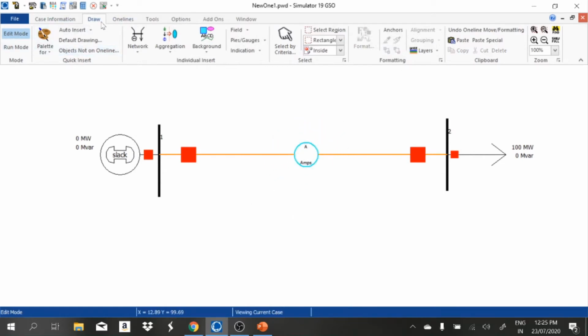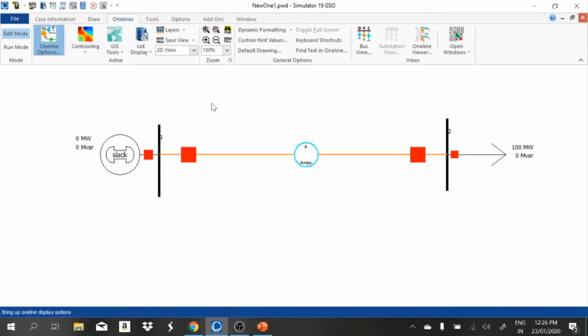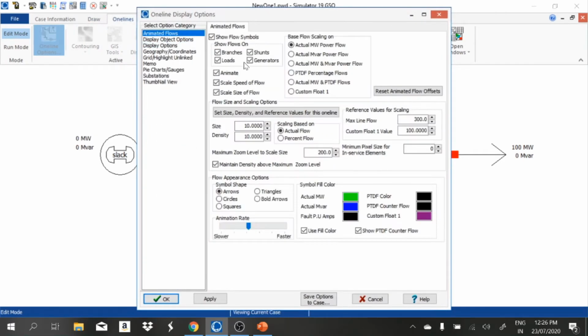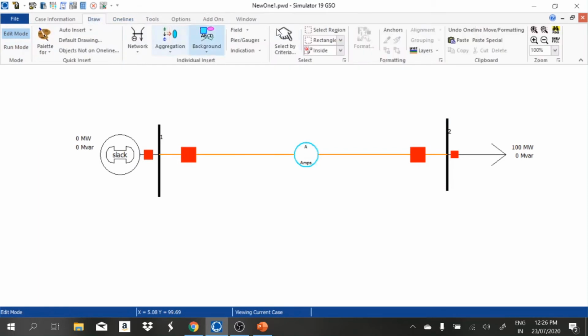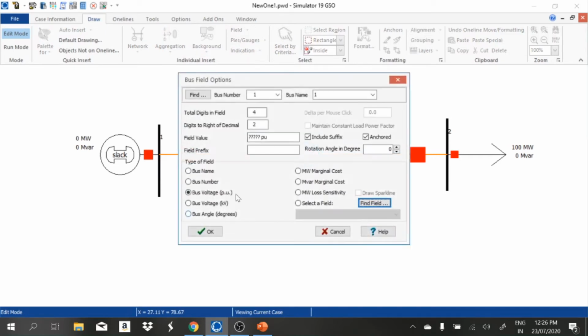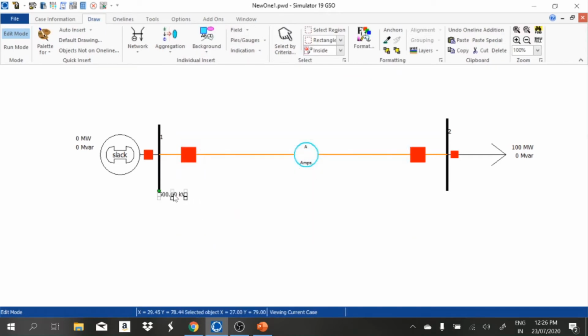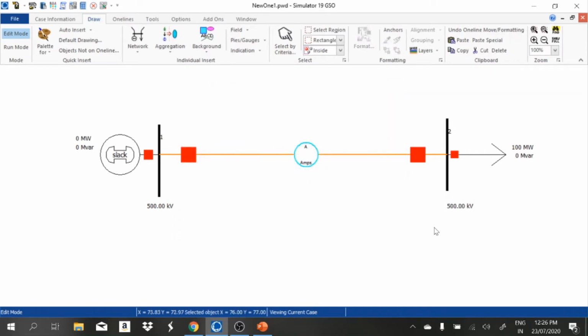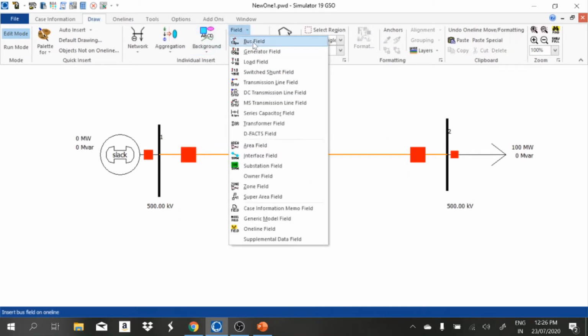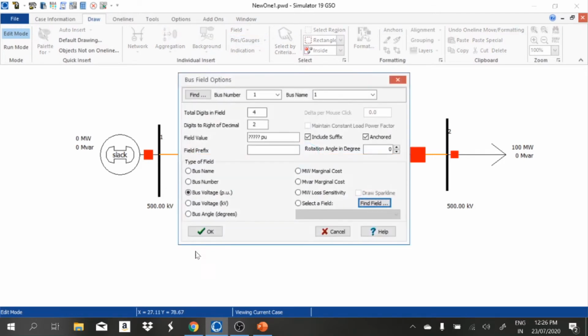Now go to online. I want to visualize both the real and reactive power flow in the line. Go to draw field, bus field, bus voltage. I want to note down the voltage at both ends and the angle at both ends.